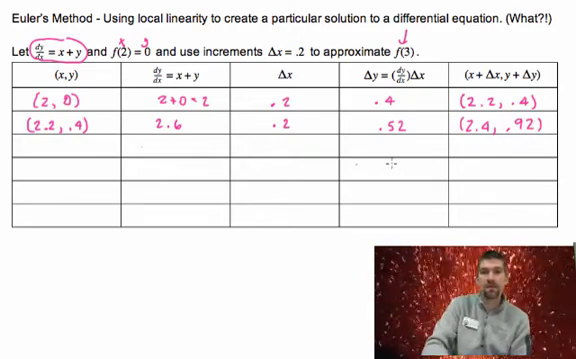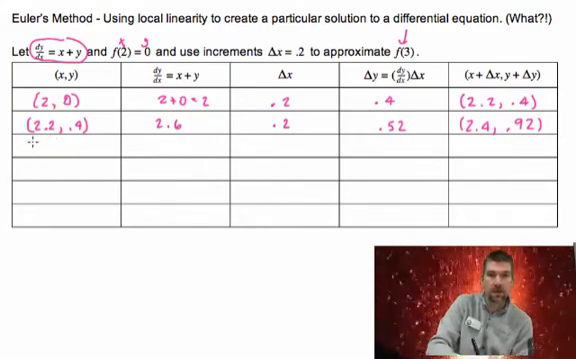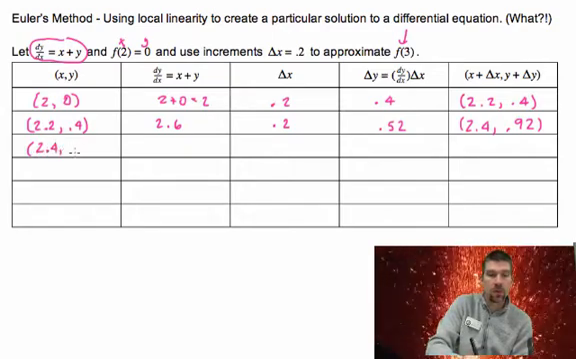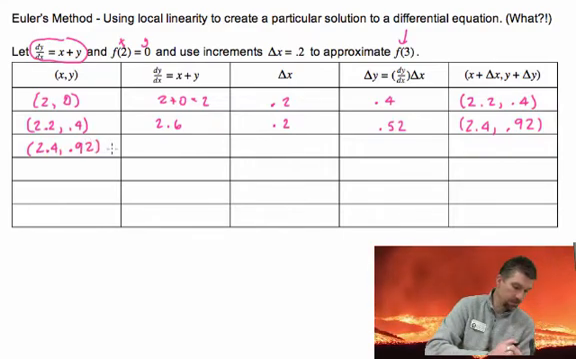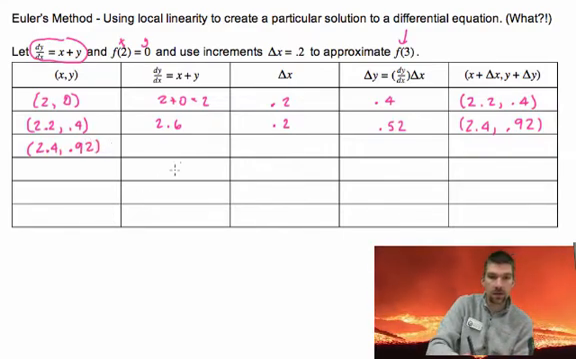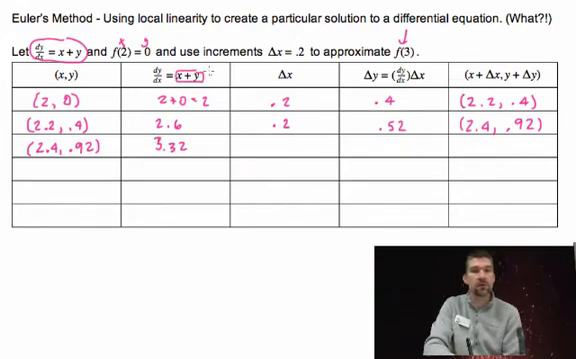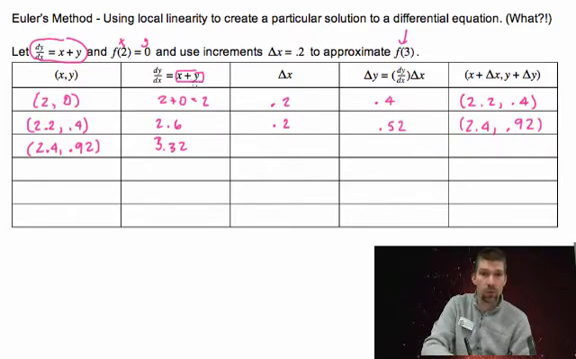Now I've got a new y value. Remember, we're going for that particular solution, a specific point. So now I've got 2.4 and 0.92, and I add those up, and that's going to be 3.32. I add them up because that's what it's telling me to do with x and y. If it says x times y, then you would multiply them. If it said 2x plus 3y, then you would do that. Whatever this rule is, that's what you do with your x and y coordinates.